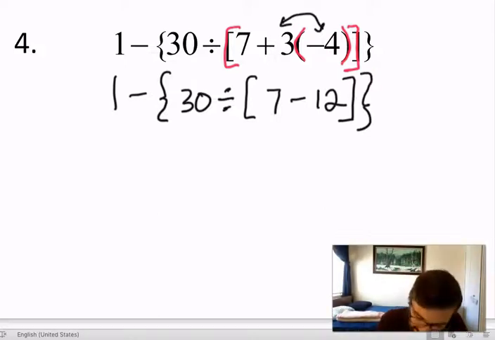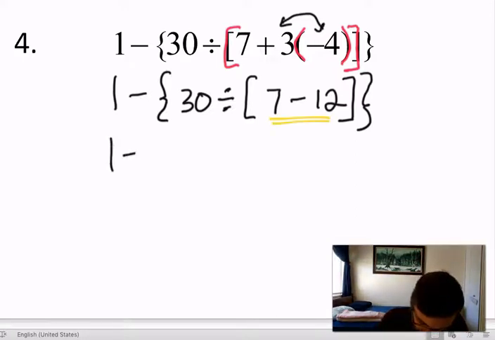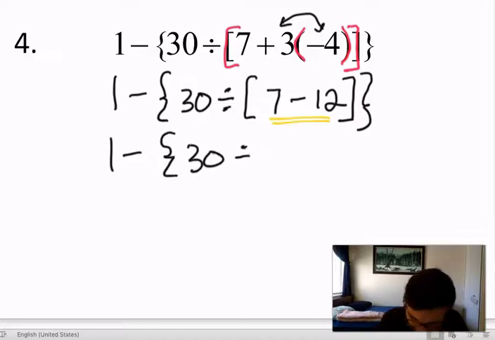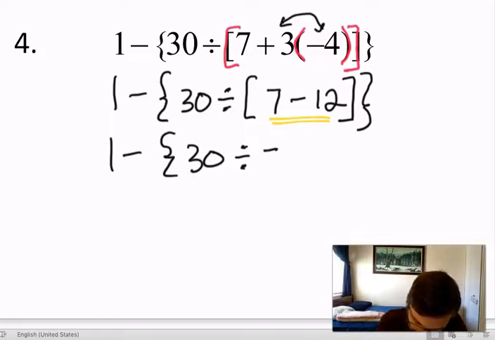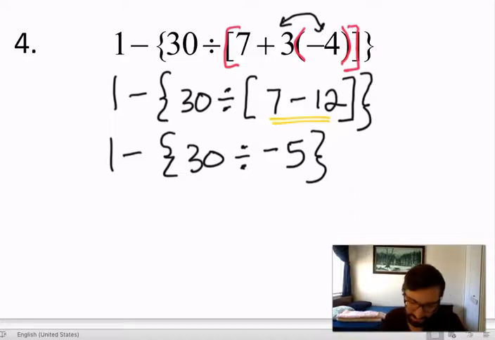Again, we're going to work on the inside, so we're going to start with this stuff. So let's simplify that. That would be 1 minus brace 30 divided by 7 minus 12 is -5. -5. Brace. Okay, we're almost there.